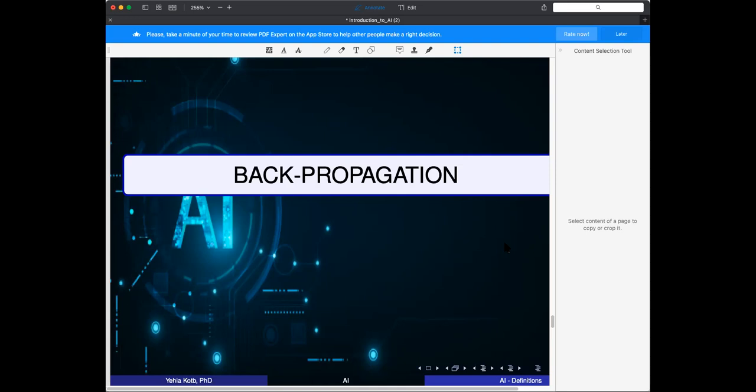So if you have a neural network with three layers, input, hidden, and then output, the forward phase goes like this. The signals go from input to hidden, then from hidden to output. You get the output. You evaluate the difference between the output that you got and the desired output. Is it acceptable? If it's acceptable, then the neural network has been trained. Congratulations. If not, then you need to change the weights.